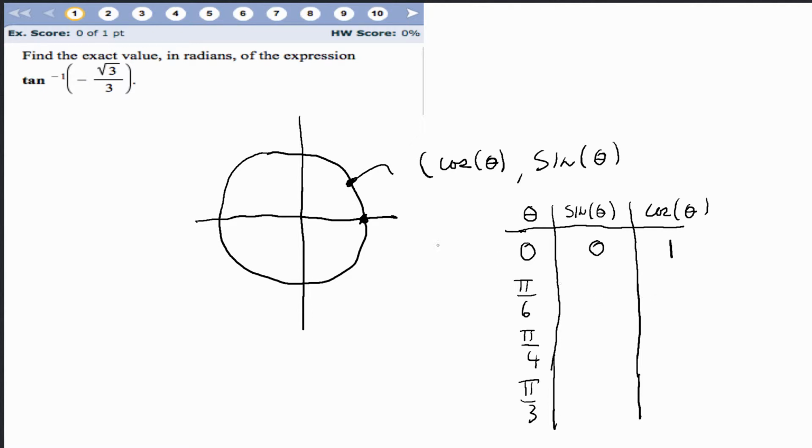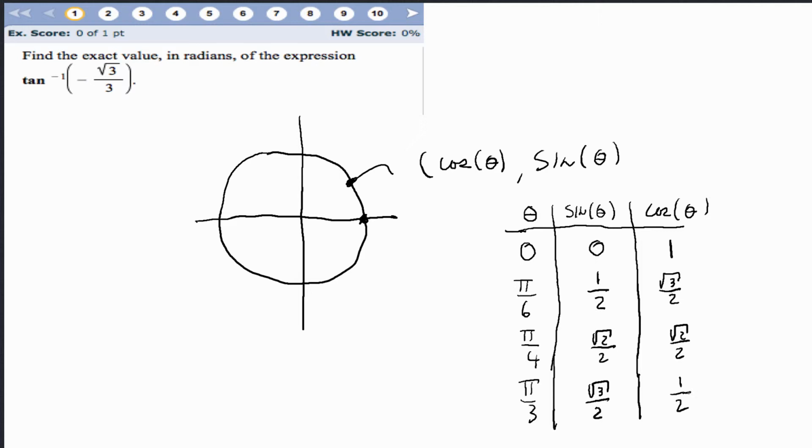Then the sine starts to increase in value, so that's 1/2, then the square root of 2 over 2, the square root of 3 over 2. The cosine decreases in a very analogous manner. So this is the square root of 3 over 2, square root of 2 over 2, and 1/2.